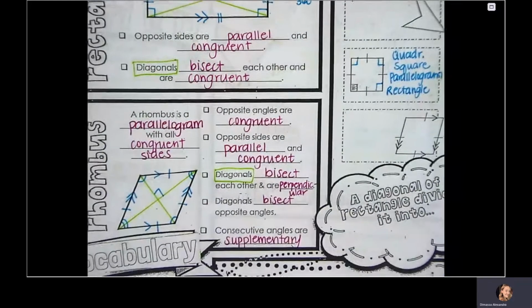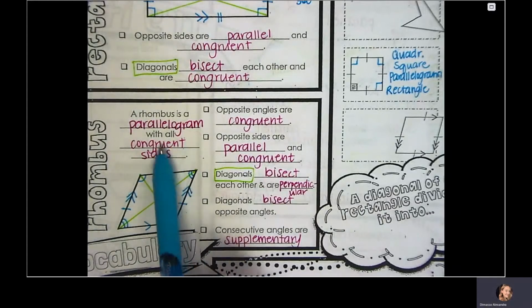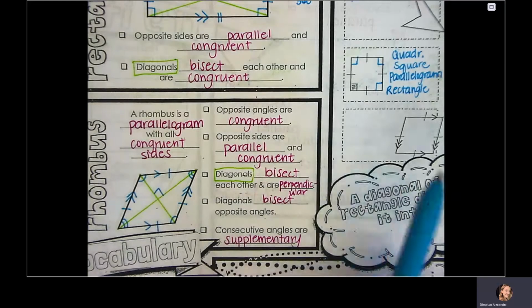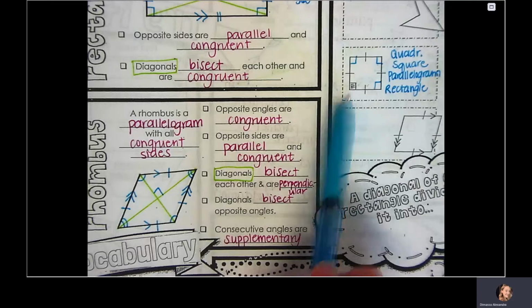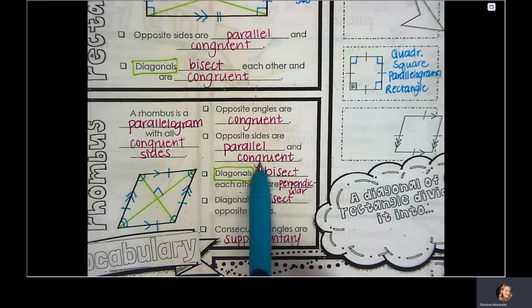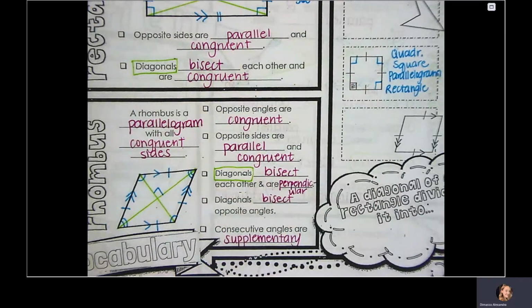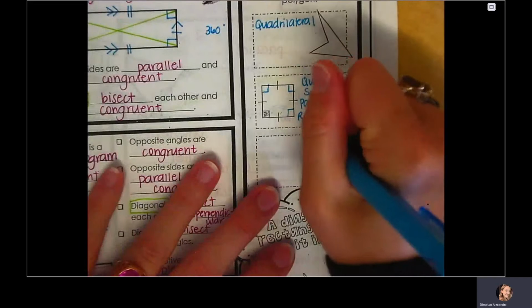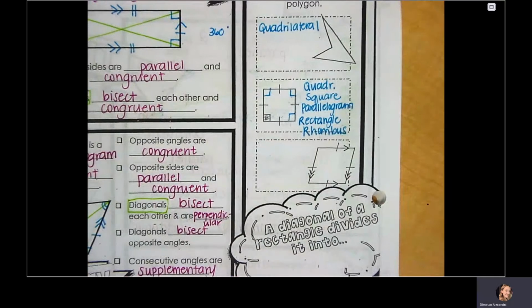Last part, is this a rhombus? Is it a parallelogram with all congruent sides? Yes. Are the opposite angles congruent? Yes. Are the opposite sides parallel and congruent? Yes. Do the diagonals bisect each other? Yes. And if I were to draw the diagonals, would they create 90 degrees in the center? Yes. So this one is also a rhombus. Wow. That one's super specific because it's all types.